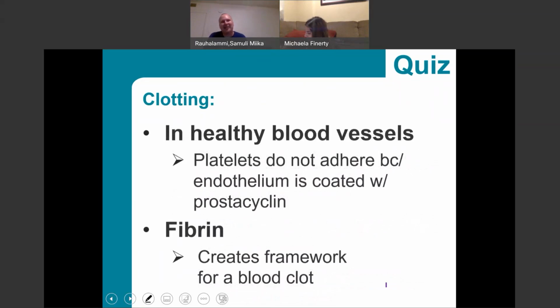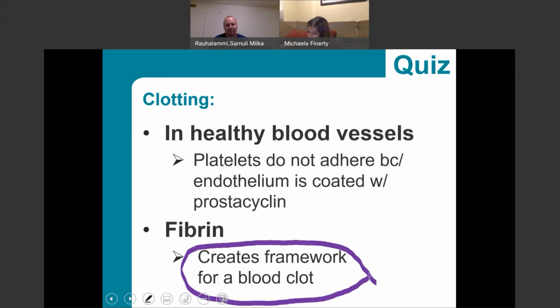The other two terms that come up in the quiz: it's going to ask, what is fibrin? Fibrin creates the framework for the blood clot. If you're able to spot that when it asks what out of the following creates the framework for a blood clot, the correct answer would be fibrin.